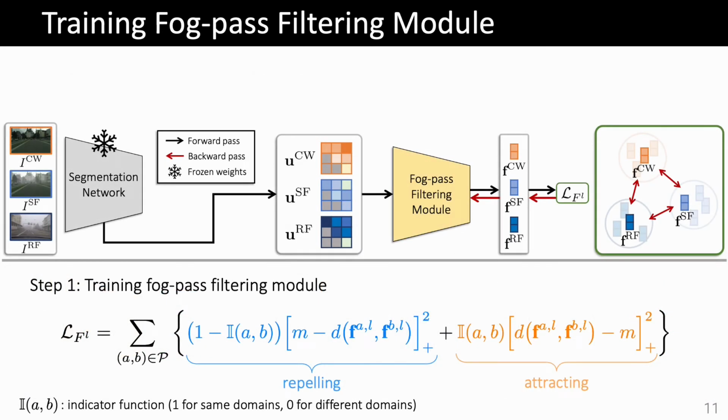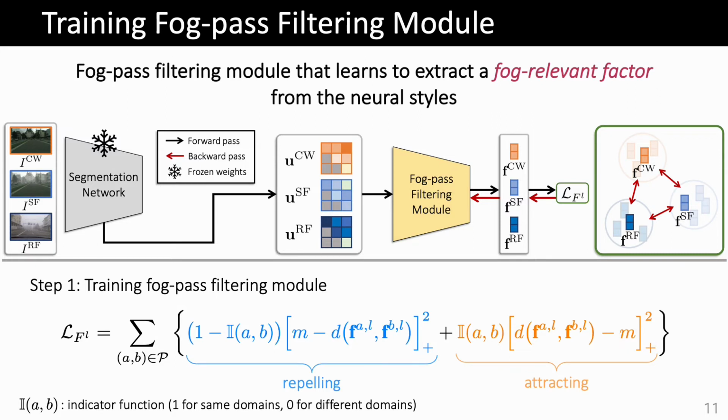In the first step, we train the fog pass filtering module with the weights of the segmentation network frozen. The fog pass filtering module takes the Gram matrix as input and extracts fog factors. In the plot, fog factors from different fog domains are far from each other, and those from the same fog domains are grouped closely together.